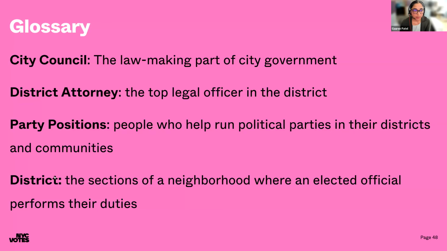So let's talk a little bit about what's on the ballot. We're going to be talking about city council. City council is a lawmaking part of our city government. District attorney is the top legal officer in the district. Party positions are people who help run political parties in their districts and communities, and districts themselves are the sections or neighborhoods where an elected official will be representing and performing their duties.